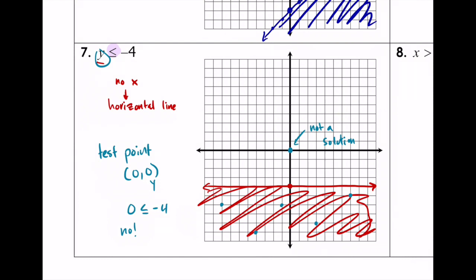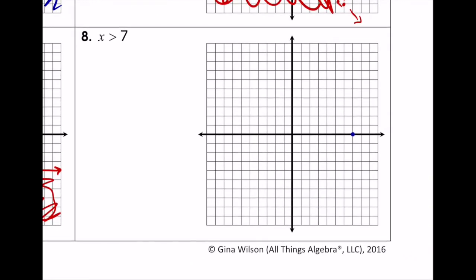Like, let's try one. This point in particular is negative 1, comma, negative 6. So if I plug negative 6 into my inequality, well, yeah, that's true. Negative 6 is less than negative 4. So any point I pick here, it could be any one, it's going to make this inequality be true if I plug in those numbers. But any point I pick up here, anywhere, it's not going to make the inequality true. It's going to be a no, it's not a solution. So that helps us out when we're doing a vertical line.